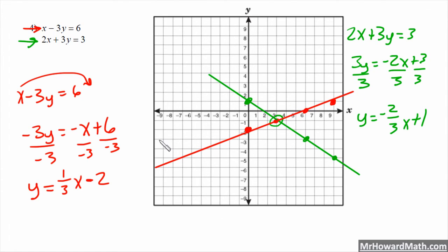Alright, so that intersection is our answer, and that is at the ordered pair 3, -1. So one solution here, that solution being 3, -1. When x is 3, y is -1. And that is where they share. That is the ordered pair that is the same for both lines.